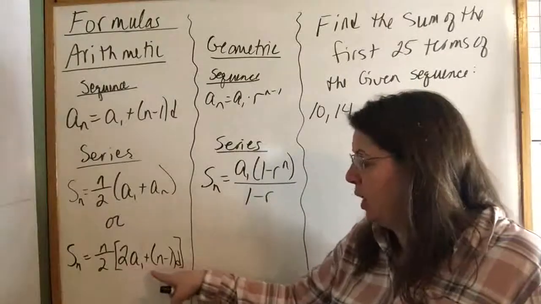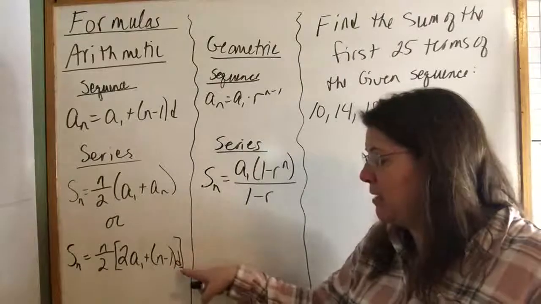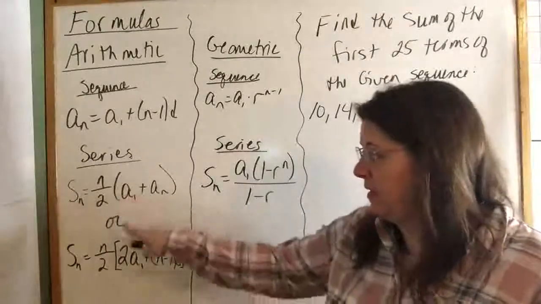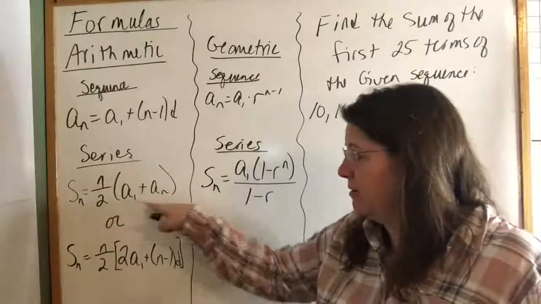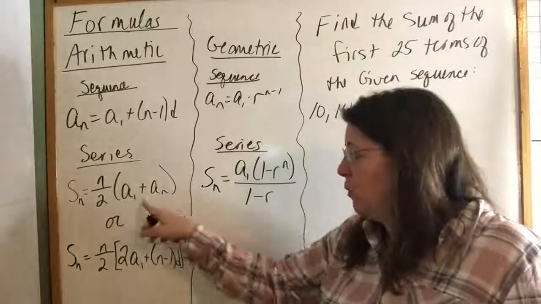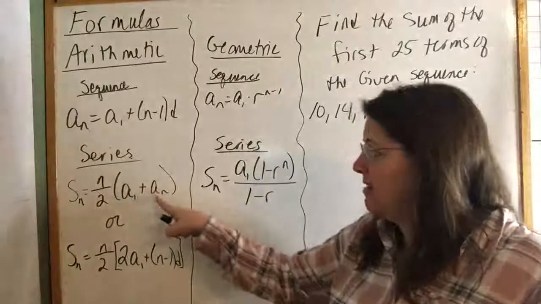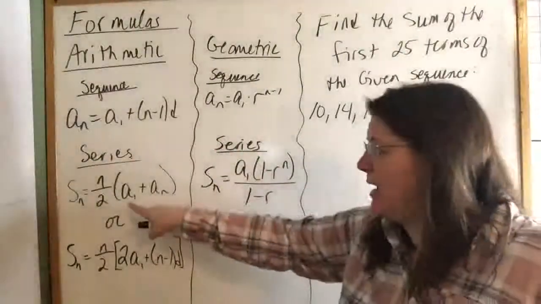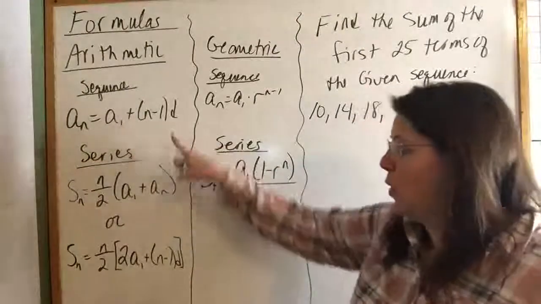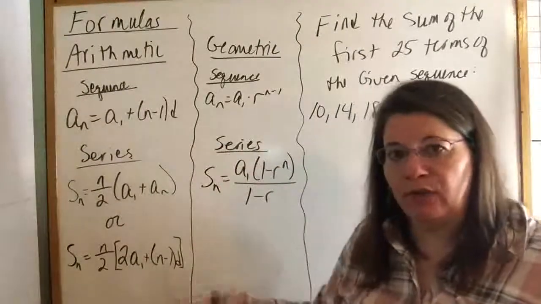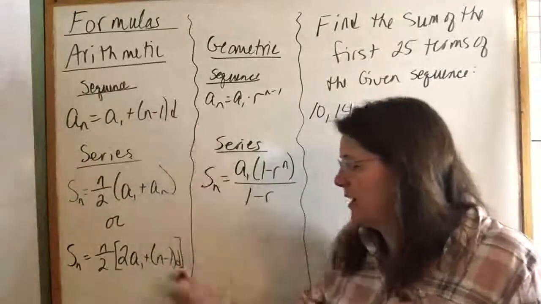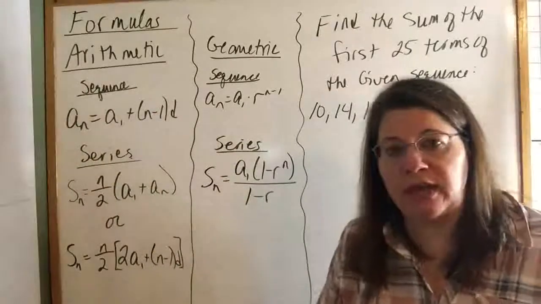We've got the a sub 1 plus n minus 1 times d with that extra a1 tagged in there. That's nothing more than the same formula. We've just added a sub 1 plus a sub n, and the formula for a sub n is here. So if you think about it, if you add a sub 1 to this, won't we get what we have here? So there's really no difference there. They've just subbed the original a sub n formula in to get you a second formula.